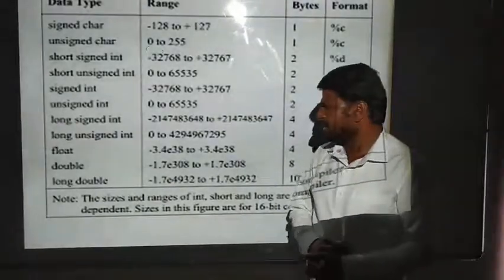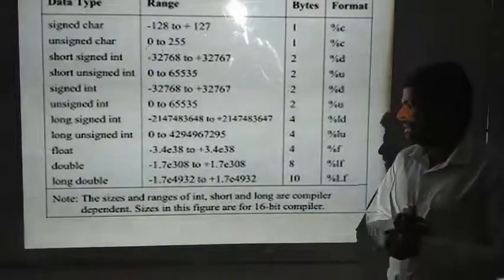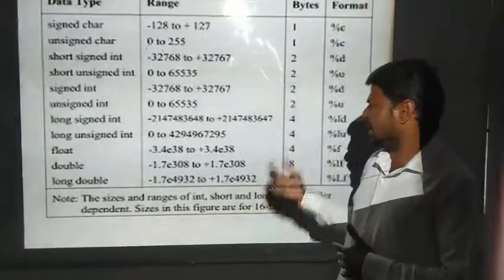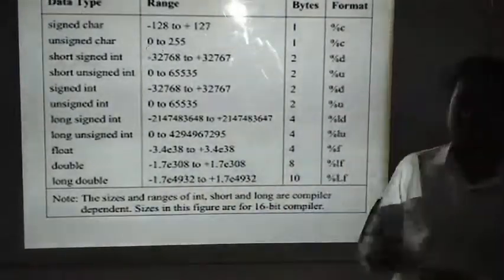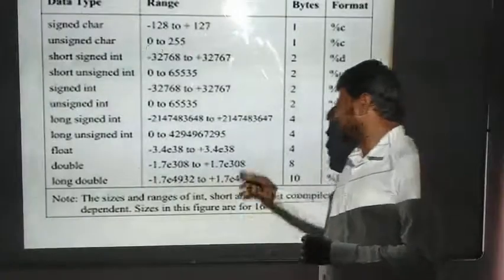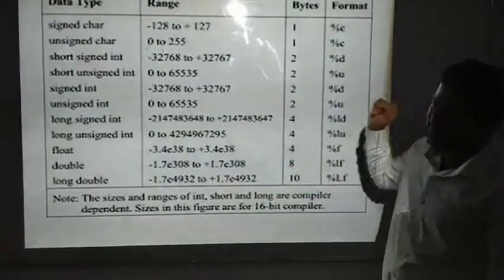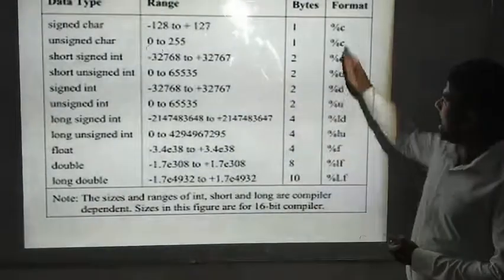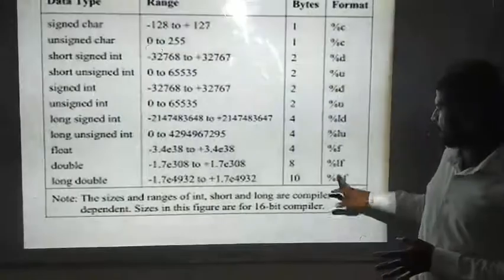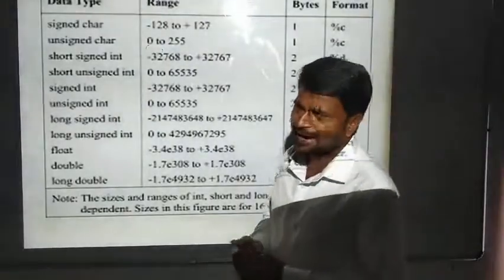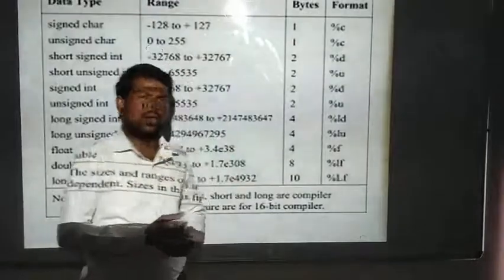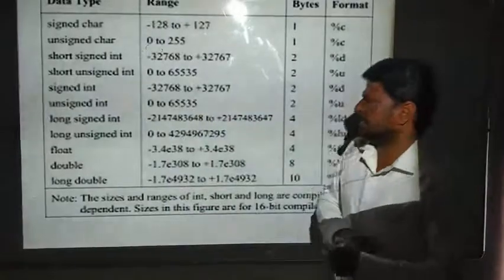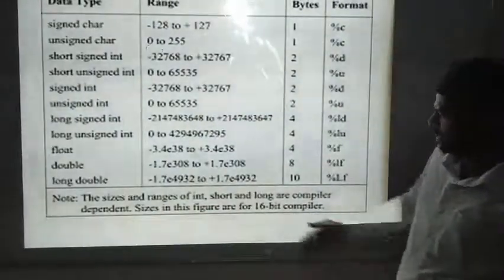And for long double, the range is minus 1.7E4932 to plus 1.7E4932. It occupies 10 bytes of memory space. The format specifier for long double is percentage capital L and small f. Capital L and small f is the format specifier for long double. Okay.